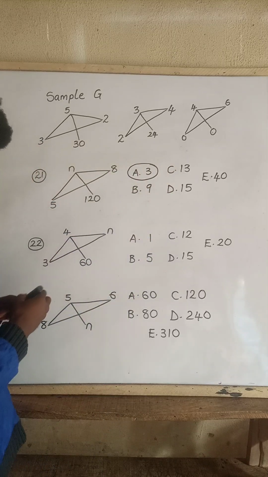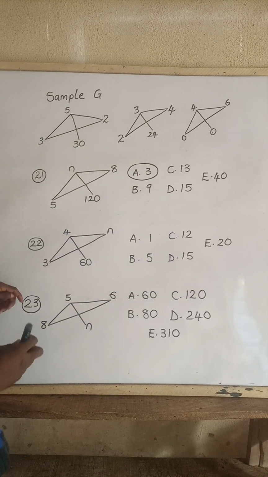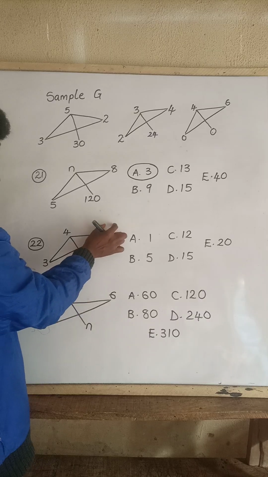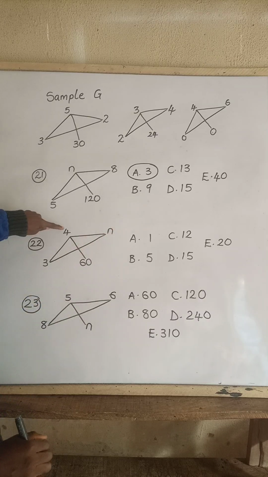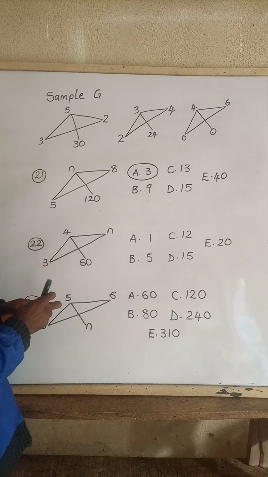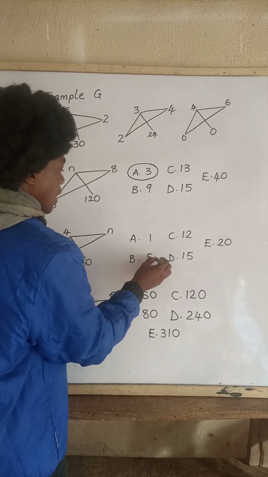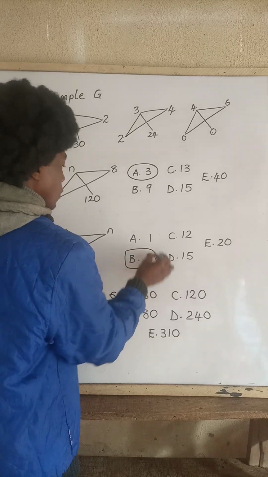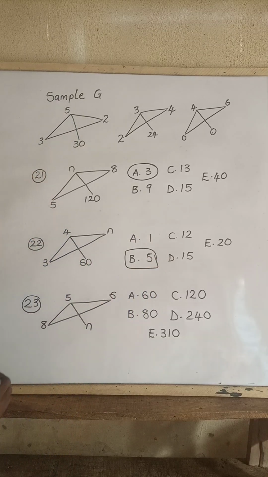We move to question number 22. In question number 22, this is the part that we are looking for, which is 4 times 3 is 12. 60 divided by 12 will give us 5. That is option B.